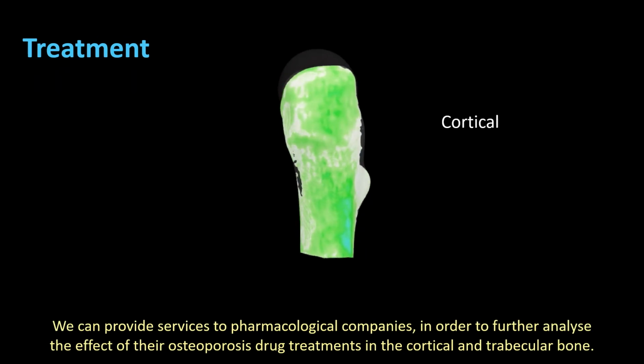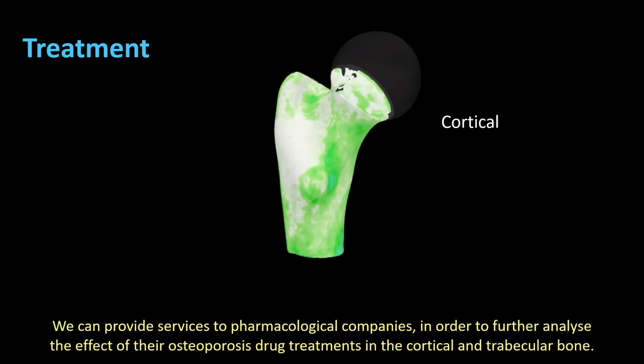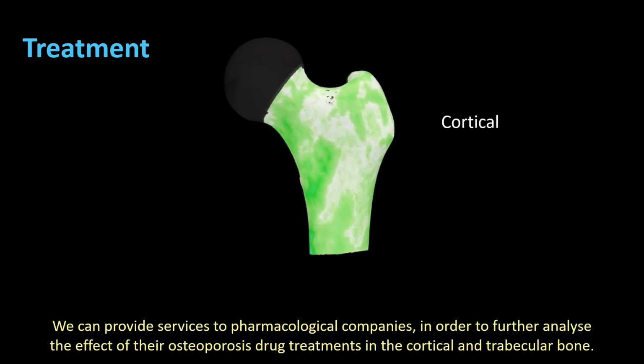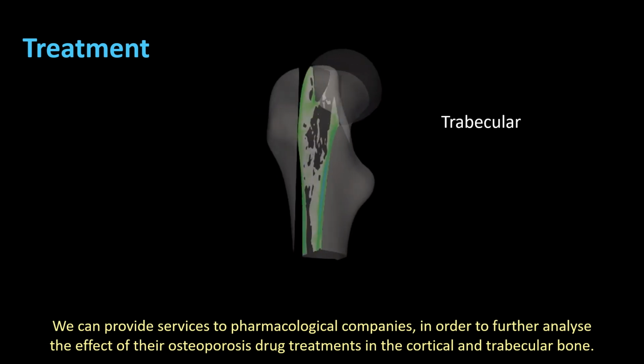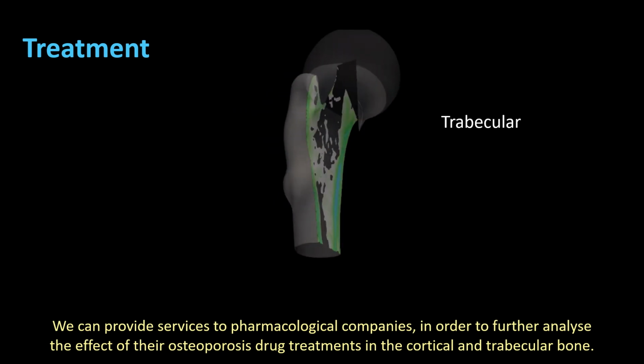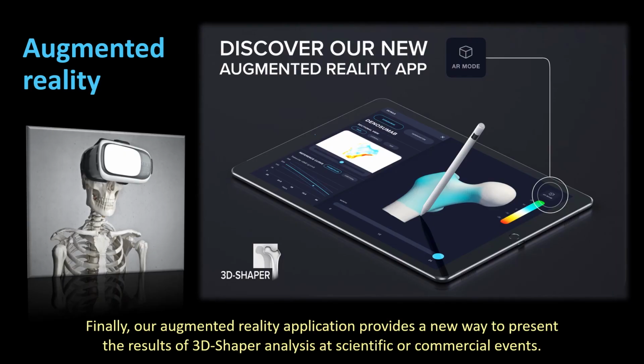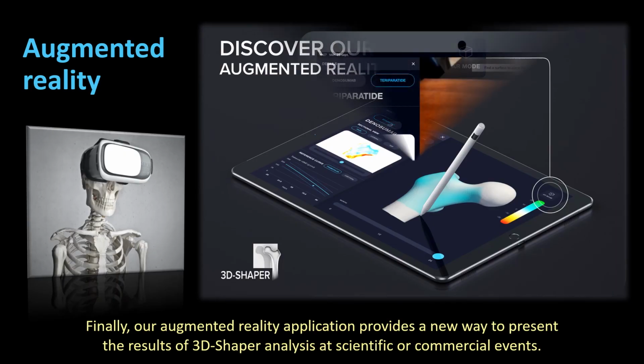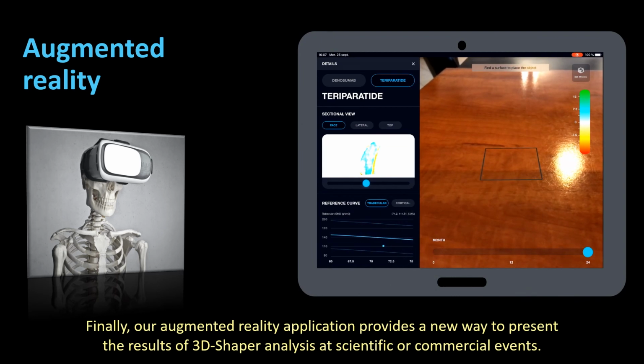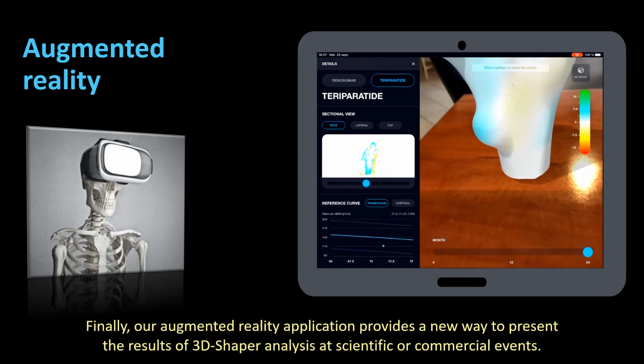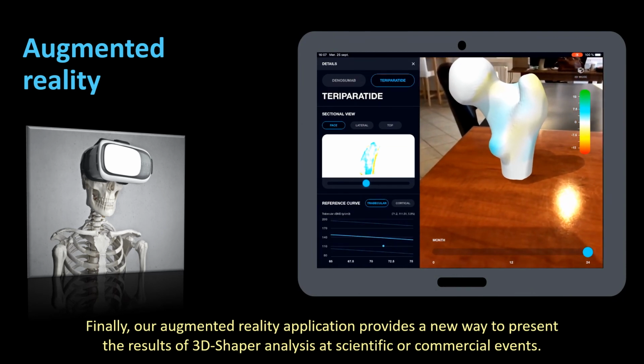We can provide services to pharmacological companies in order to further analyze the effect of their osteoporosis drug treatments in the cortical and trabecular bone. Finally, our augmented reality application provides a new way to present the results of 3D-Shaper analysis at scientific or commercial events.